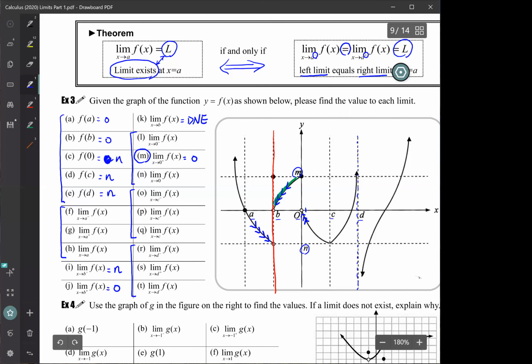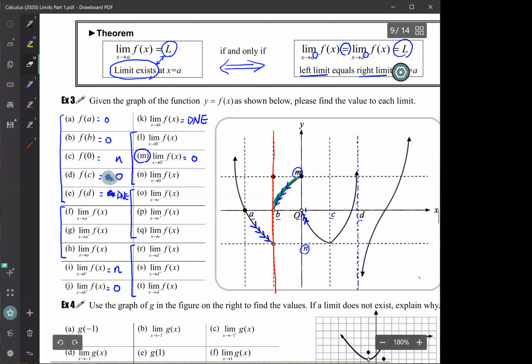How about question E? For E, I got D and E. Oh, for C, I got 0. Okay. Sorry. It's okay. The letters are confusing.